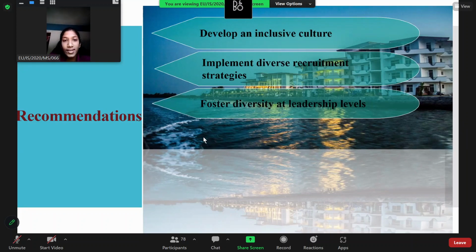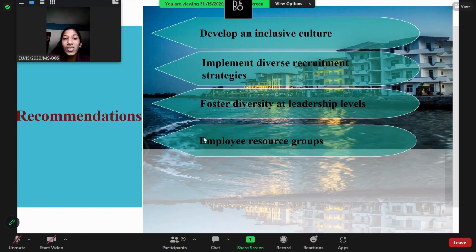The fourth one is employee resource groups. Establishing employee resource groups can be an effective way to support and engage diverse employees. Employee resource groups provide a platform for employees to connect, share experience, and provide insights and recommendations.